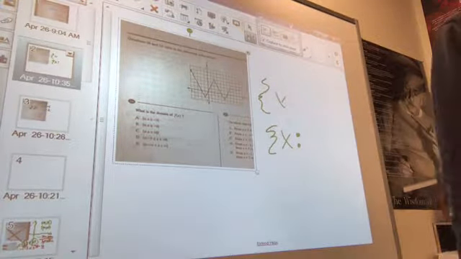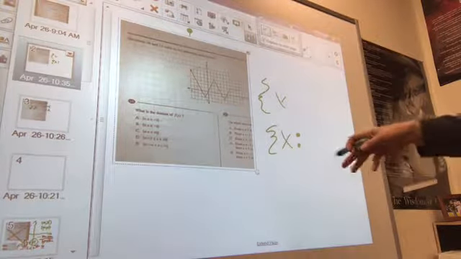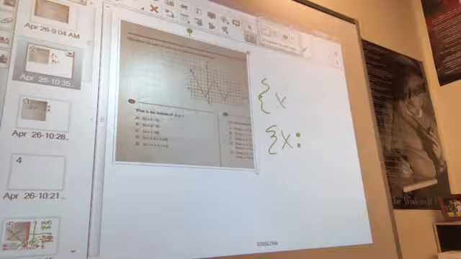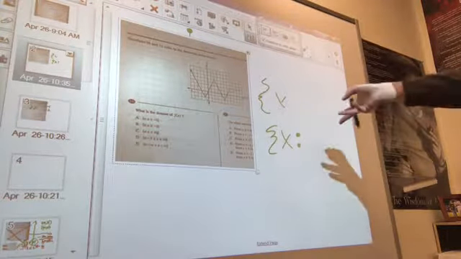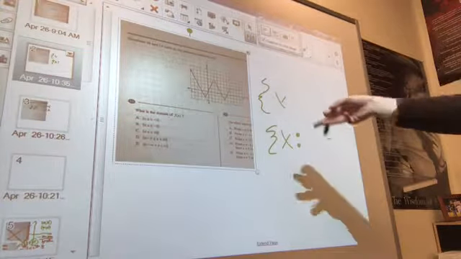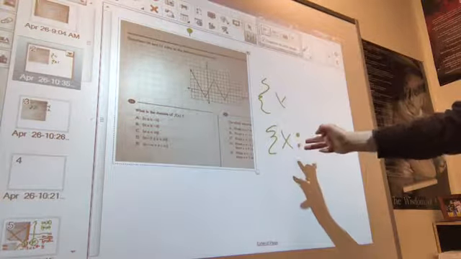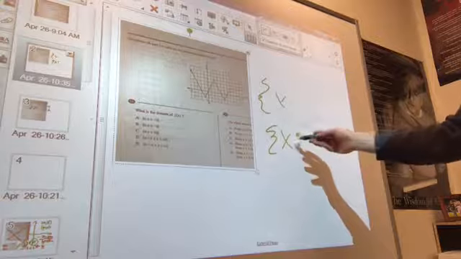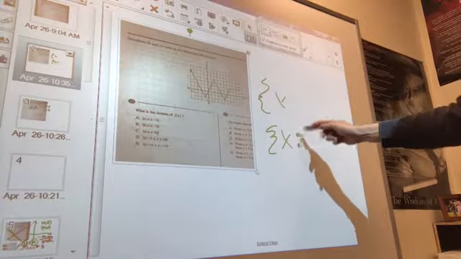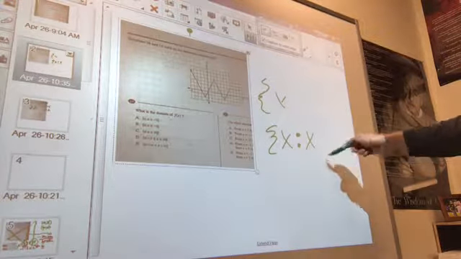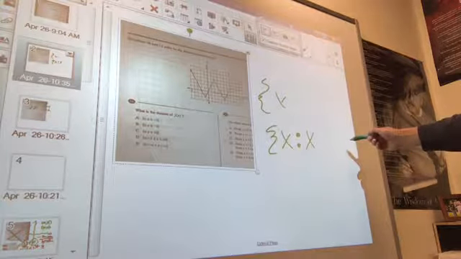Math is like its own language, and all these symbols have meaning and words. Algebra is actually the language of all higher mathematics, and all these things have words that go with them. This would be read as the set of all numbers such that X, or the set of all values of X such that X is something in relationship to another number, right?